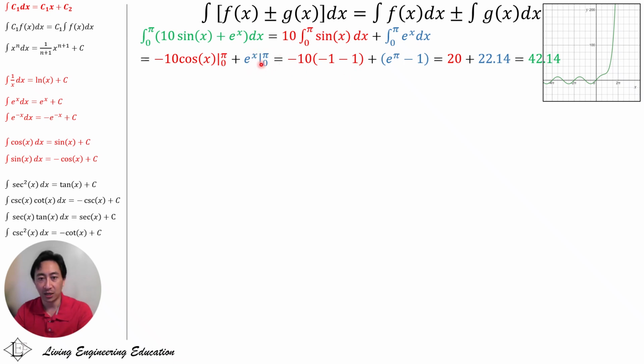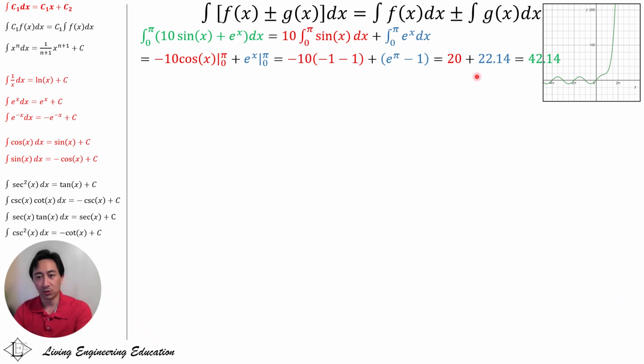For e to the x, I get e to the pi minus e to the 0th power, or just 1. Anything to the power of 0 is equal to 1, right? So I get 20 for the sine integral term and 22.14 for the e to the x term. So the total of that gives me 42.14.